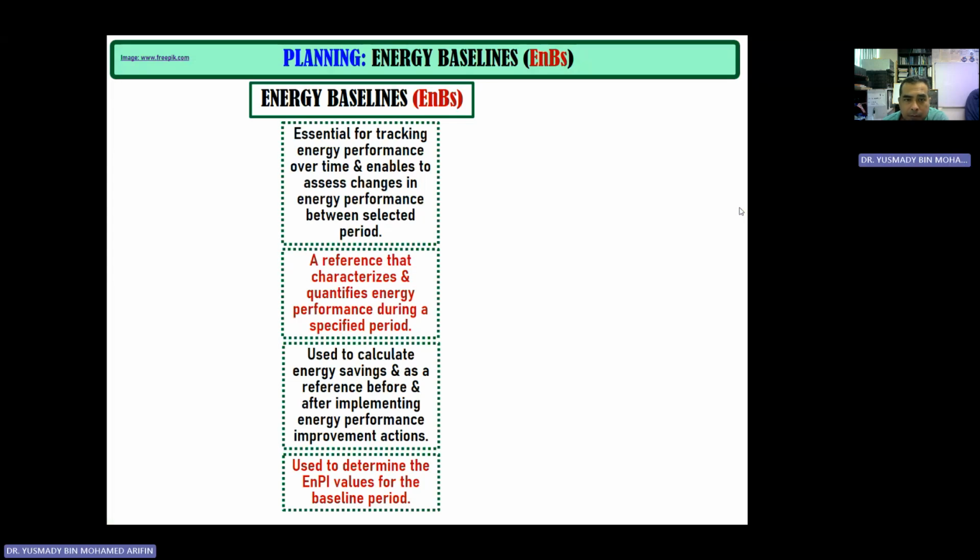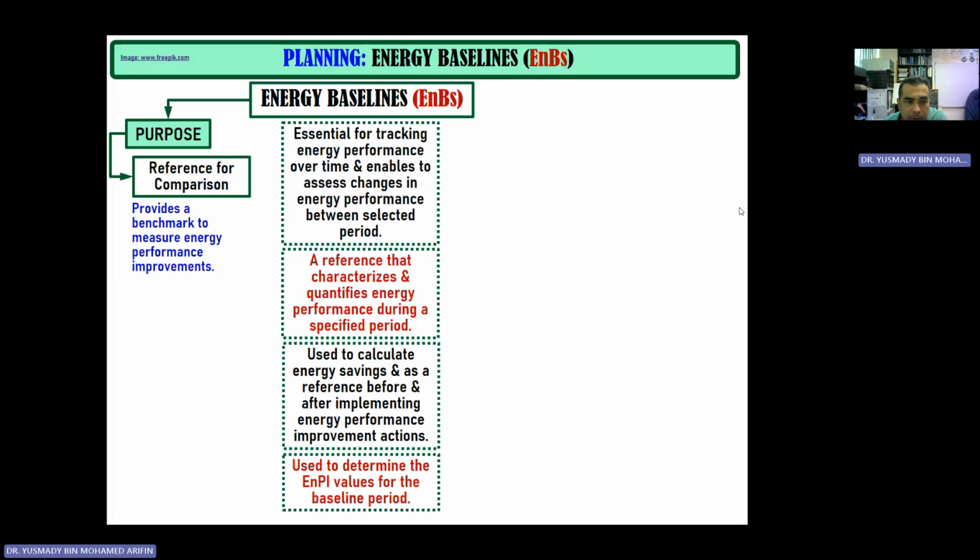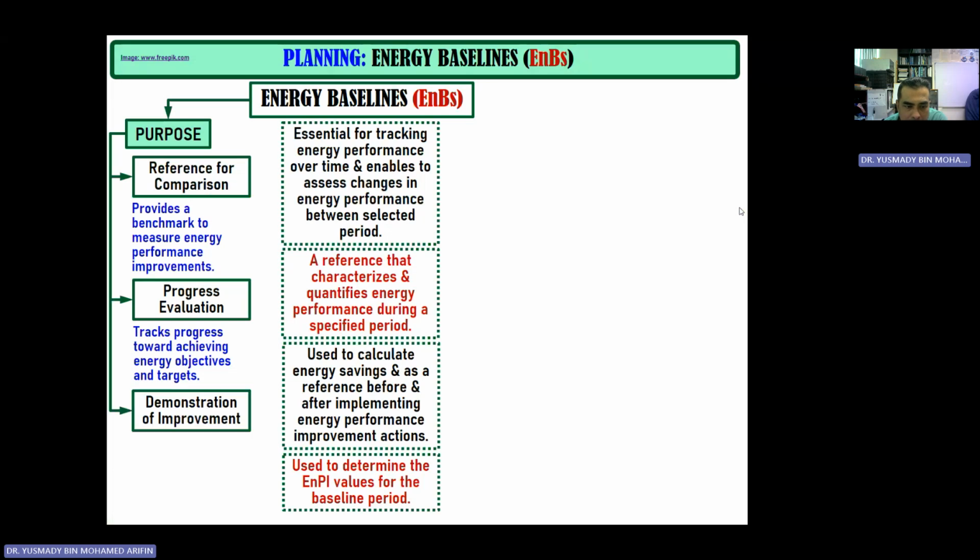So the purpose of energy baseline is as the reference for comparison, providing a benchmark to measure energy performance improvement, progress evaluation, tracking progress toward achieving energy objective and target, and demonstration of improvement. It serves as documented evidence of energy performance improvement for audit and also stakeholders.